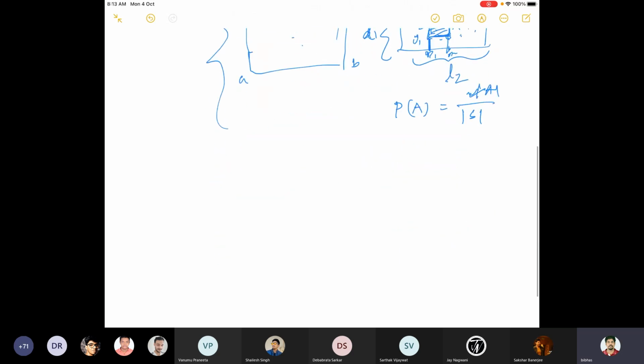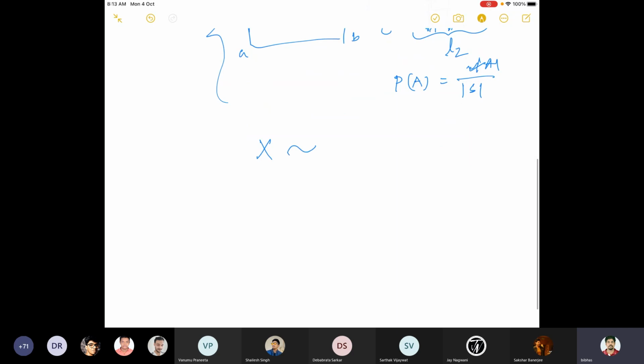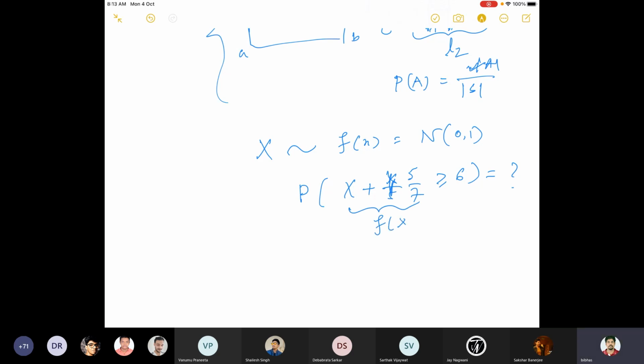Or let's say X is following some kind of distribution, let's say it is normal(0, 1), and you'll be asked what is the probability that X plus, let's say, 5 by 7 is bigger than or equal to 6. Or some function f(x) is given to you, and whether it is less than or equal to, or bigger than or equal to, something is given, and you'll be asked to find the probability. This can be one problem.